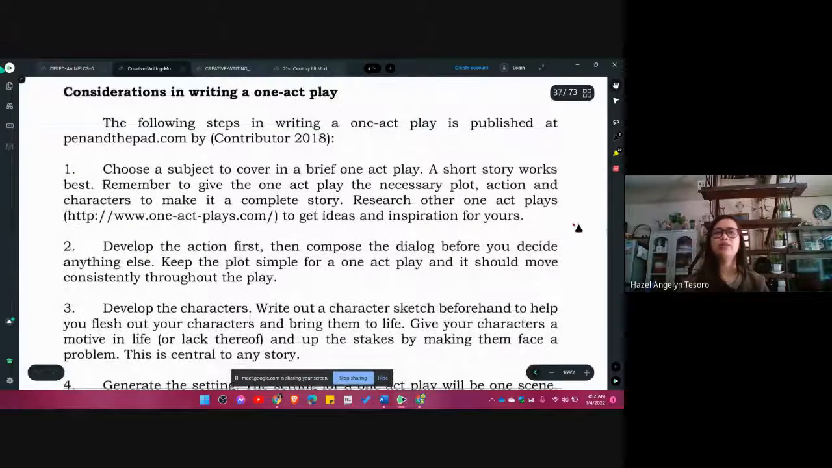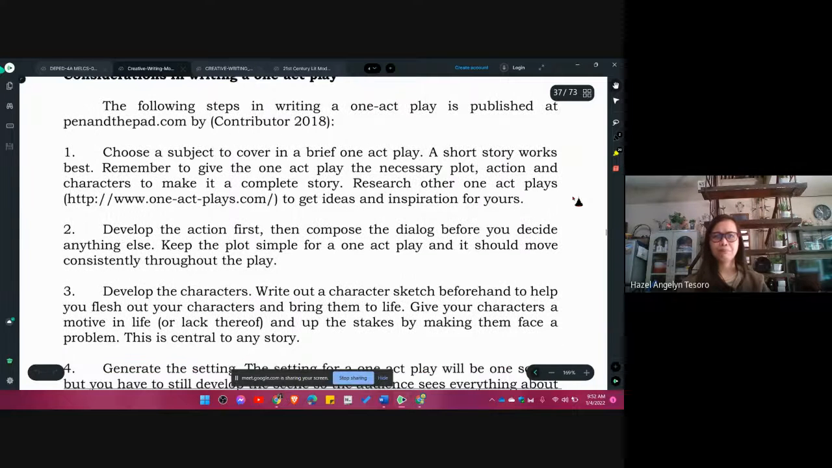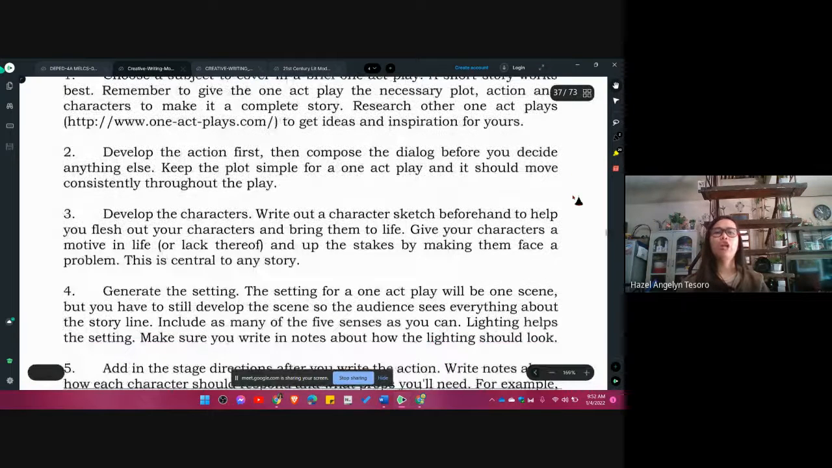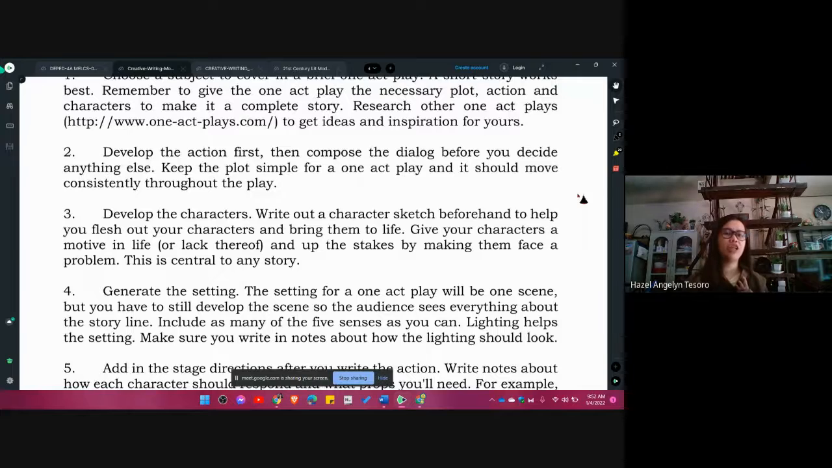Now, it's time to consider how are we gonna use this in writing a one-act play. Paano naman natin siya gagamitin in writing the play? So, we have tips here. So, you have to choose a subject to cover in a brief one-act play. You also have to develop the action first. So, once you are already done with the story, so dito, in your one-act play, I'm not requiring you to write another story, but have it structured from the short story that you already submitted to me, okay?